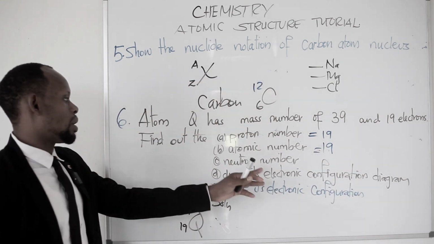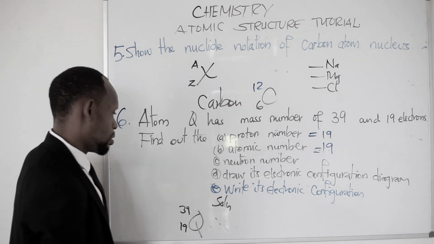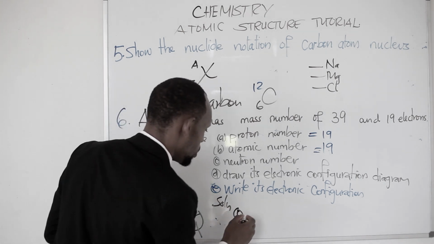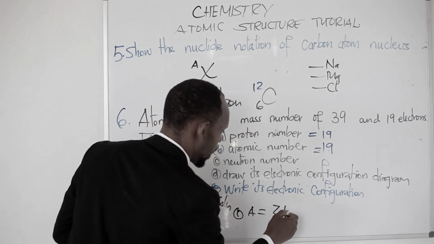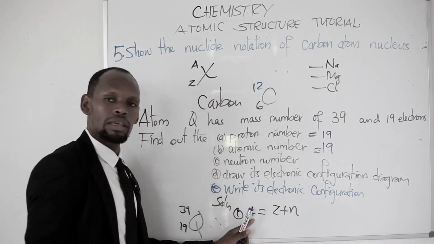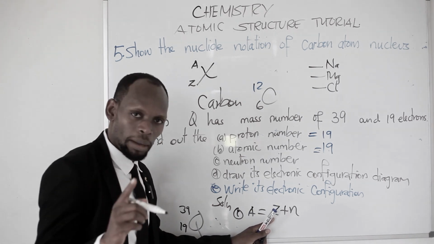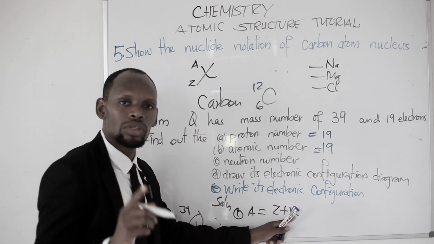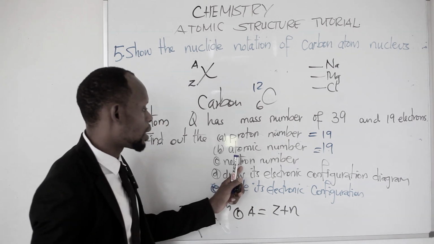Another one is neutron number. How can we get the neutron number? From this formula, that is A equals Z plus N. A is mass number, Z is atomic number, and N is number of neutrons. Therefore, I am required to find the neutron number.